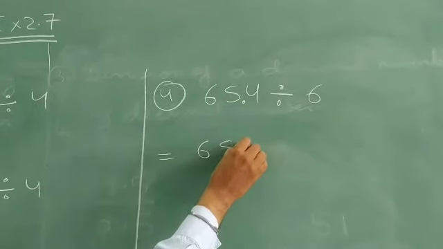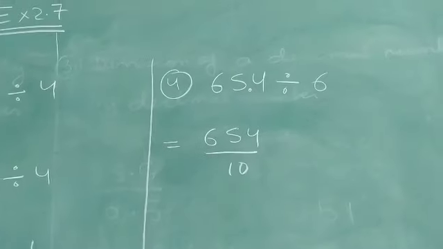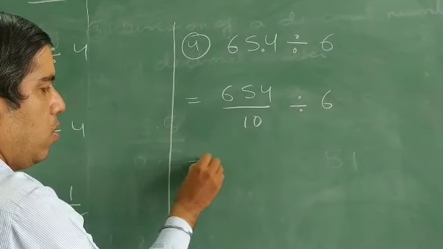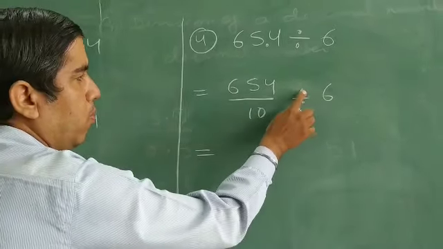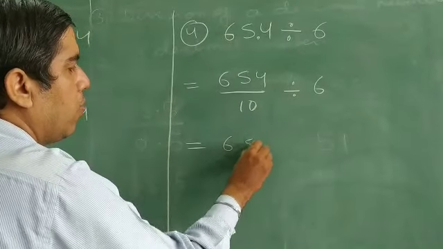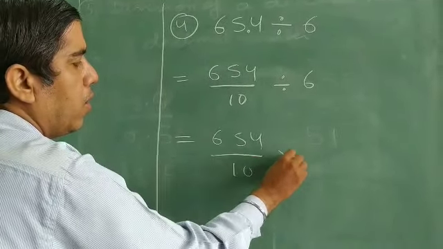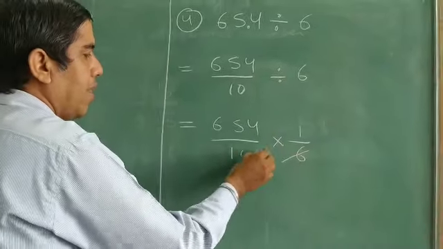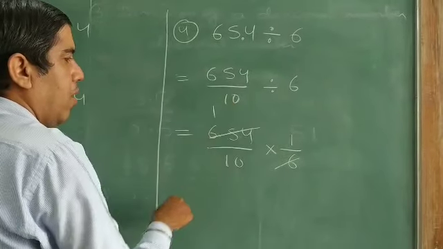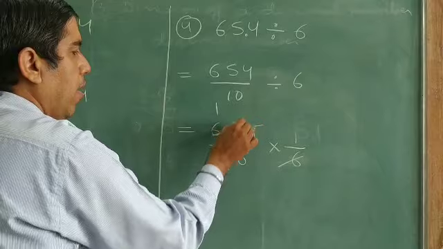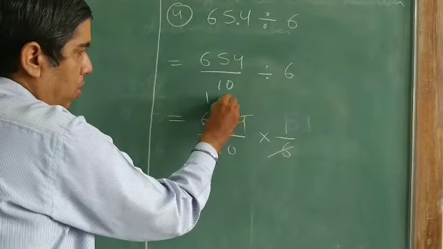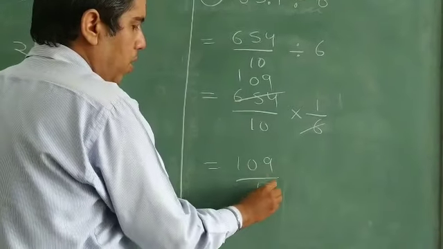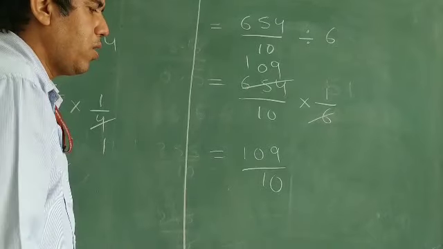Next, you can see again the same way. It comes 654 divided by 10 and division by 6. Now again the same method, I will make it a multiplication and take the reciprocal. 654 divided by 10, here comes 1 by 6, right? You can see now cancellation. So 6 ones are 6, then what comes here? 6 nines are 54. But it directly doesn't come, we will put 0 here. So it is coming here 109 divided by 10. What is the answer? 109 divided by 10.